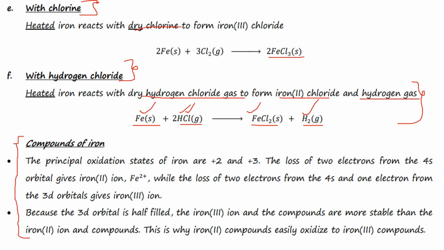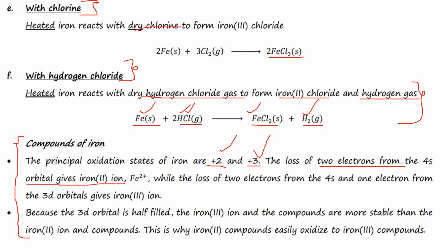formed by iron. Now before looking at the compounds, let's talk about the variability of the oxidation state. Why is the +3 oxidation state more stable than the +2, and how do they come about? So we're going to say that the principal oxidation states of iron are the +2 together with the +3, and the loss of the 2 electrons from the 4s orbital or subenergy level is going to give the iron 2 ion.